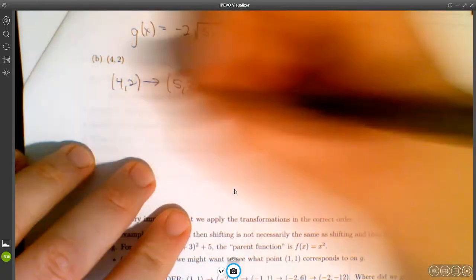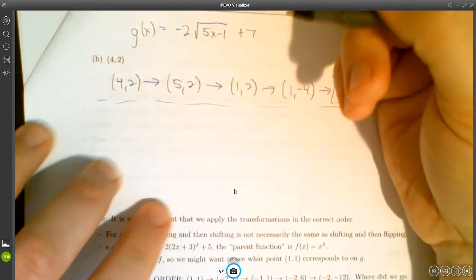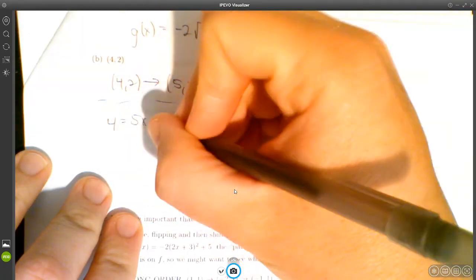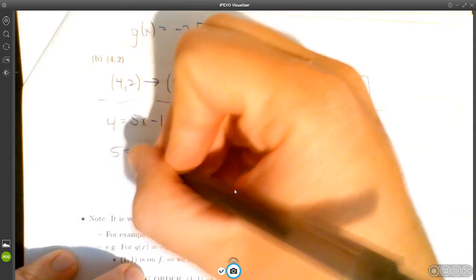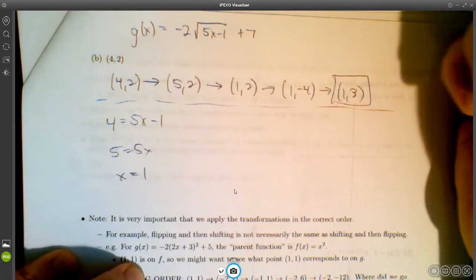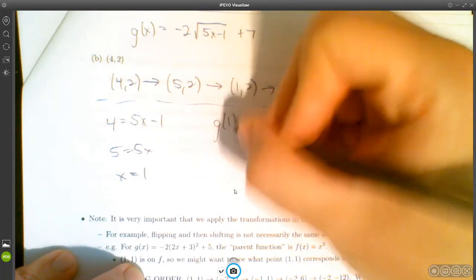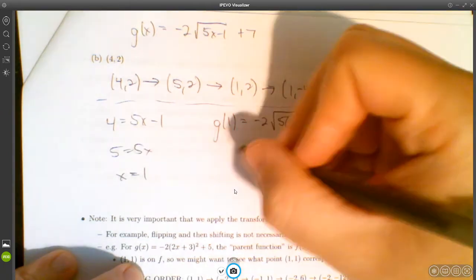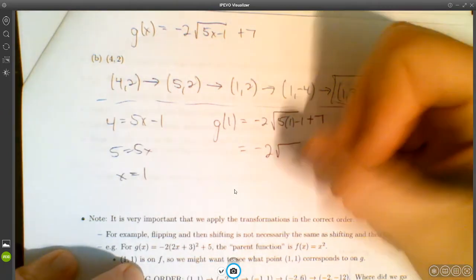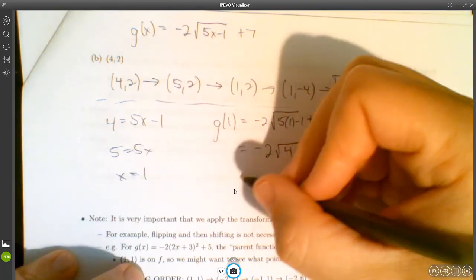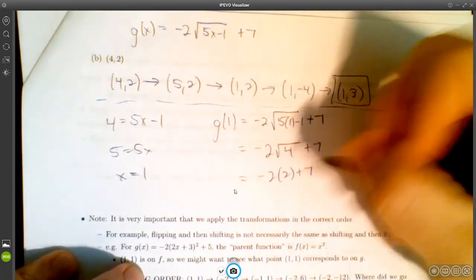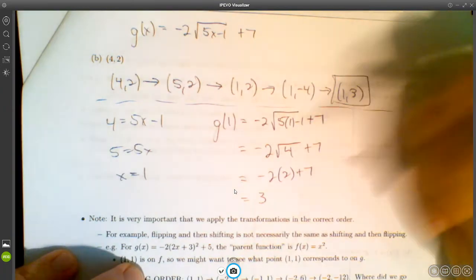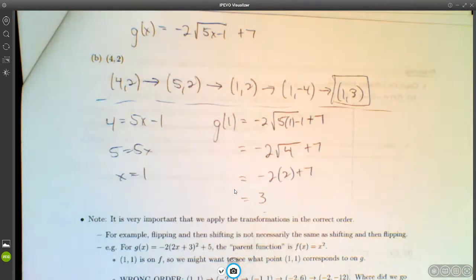Again, that's one way to do it. You could also do it by setting 4 equal to the inner function 5x - 1 and then solving for x. You get 5 = 5x, x = 1, and then you plug that back into g. g(1) is -2 times the square root of 5 times 1 minus 1, plus 7. That's -2 root (5 - 1), and 5 - 1 is 4. The square root of 4 is 2. -4 plus 7 is 3. Right? So you get (1, 3) again. However you prefer to do it is fine with me.